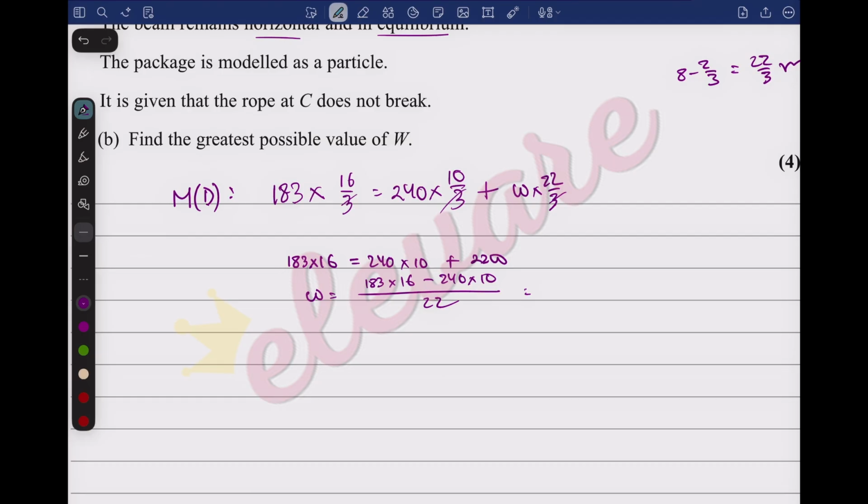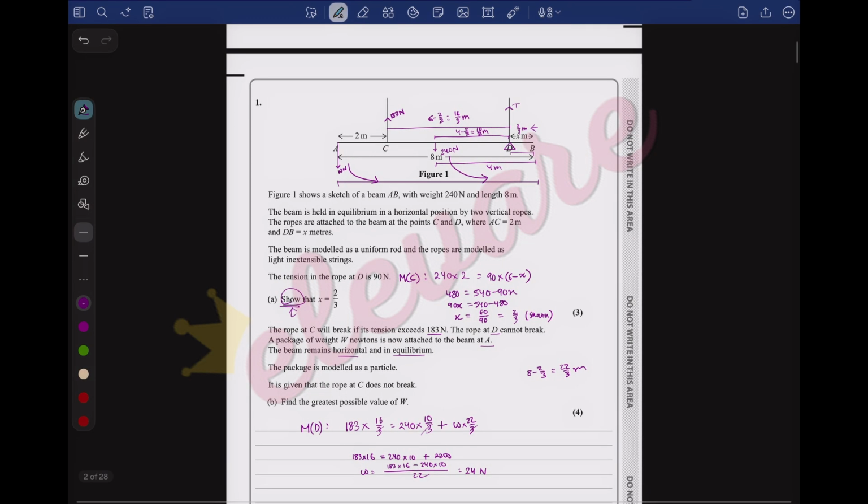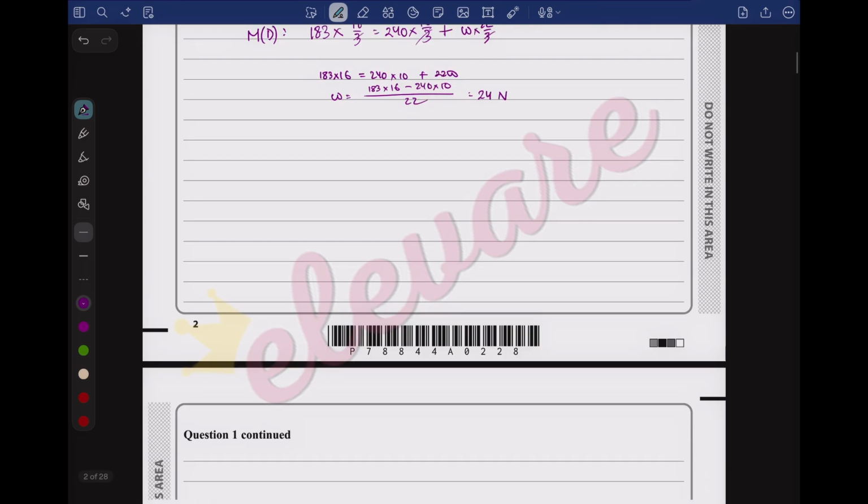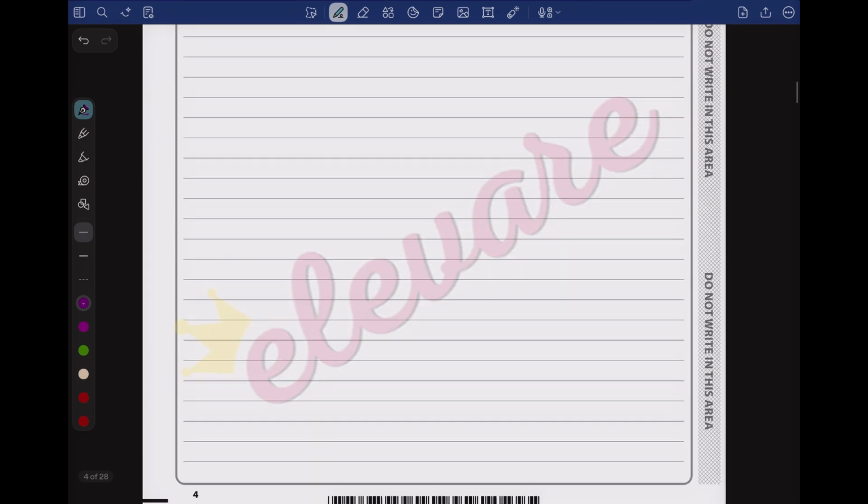Let's see what that is. That's going to be 24 newtons. I hope that's right. Okay. Did I miss anything? Nope. Great, let's move on to the next question now.